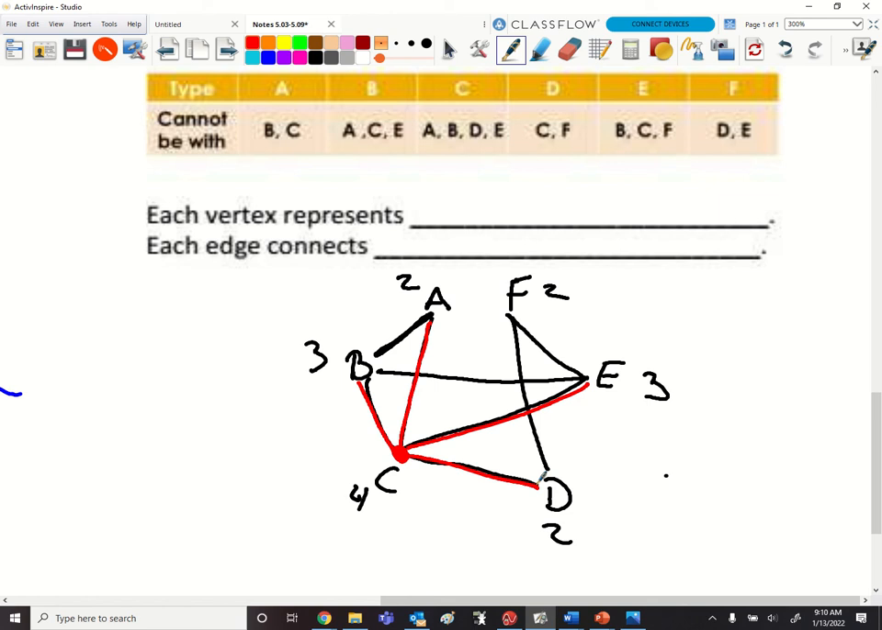Now, can I use red anywhere else? At F. There we go. We could use it at F. So we could use it right there. So that means that cannot be red, also cannot be red.